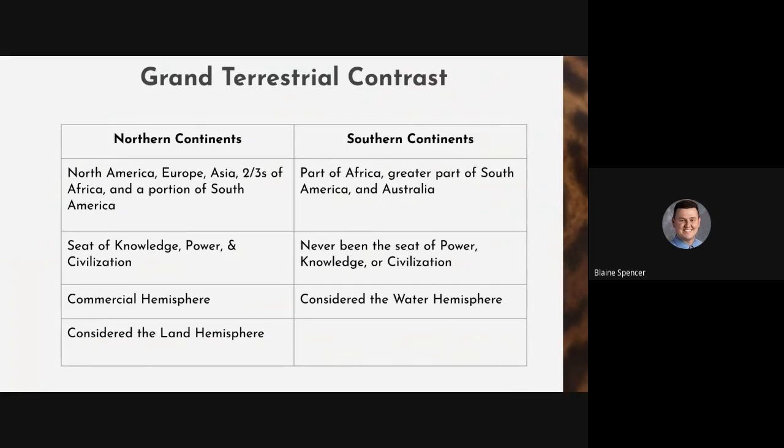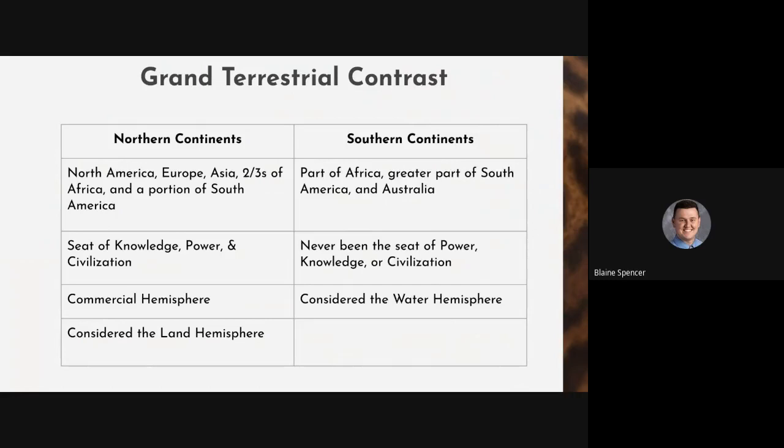When we move down, we see that these continents have never been the seat of power. They have never been the seat of knowledge or the seat of civilization. Yes, there are elements there. Yes, they might have some power, some knowledge, some civilization, but they are not going to be the one ruler. They're not going to be the one that everyone looks to for this.